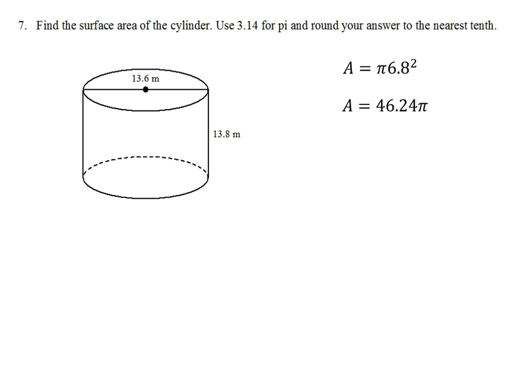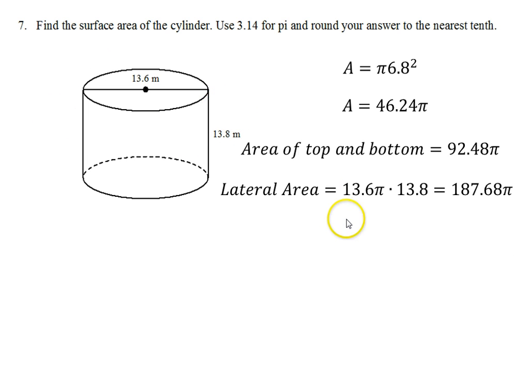Notice I'm leaving the pi. I don't want to deal with the 3.14 just yet. But there are 2 of those, so the area of the top and the bottom is 92.48 pi. That's from multiplying the 46.24 pi by 2. Now we need the lateral area, the area around the cylinder. The area around the cylinder is going to be the 13.8, which is the height of the rectangle that would be formed if we flattened it out, times 13.6 pi.